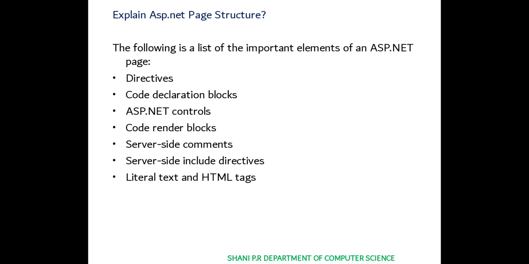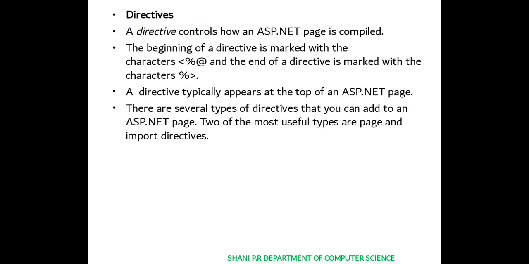Here is a list of the important elements of an ASP.NET page. The page structure includes directives, code declaration blocks, ASP.NET controls, code render blocks, server side comments, server side include directives, literal text and HTML text. These are the important parts included in the page structure of an ASP.NET page. We can look at them in detail.